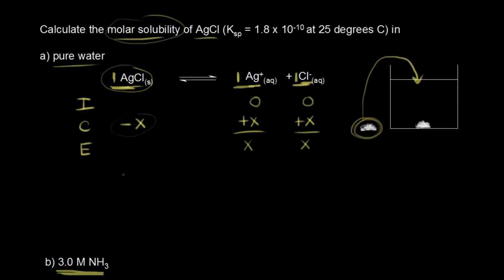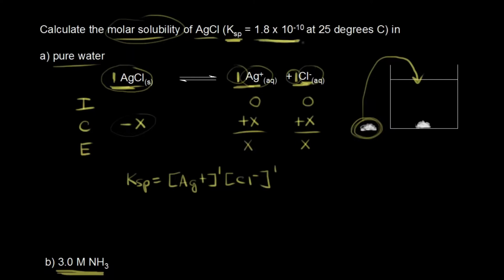So we write our equilibrium expression, and since this is a solubility equilibrium, we're going to write Ksp, our solubility product constant, is equal to the concentration of our products. So that's the concentration of Ag+, raised to the power of the coefficient, so raised to the first power, times the concentration of chloride anions, Cl-, raised to the first power. So we can plug in our solubility product constant at 25 degrees. It's 1.8 times 10 to the negative 10. So we put in here 1.8 times 10 to the negative 10.